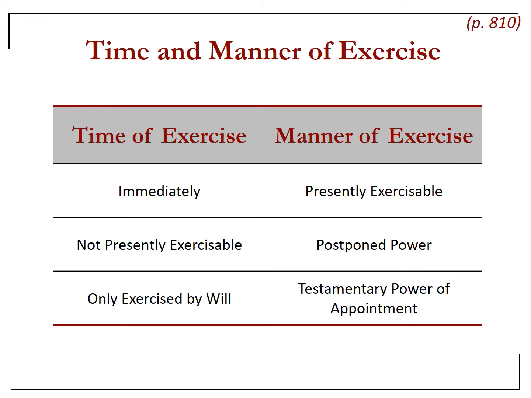Sometimes the donor of a power gives the donee the power to appoint the property immediately, and at other times the donor postpones the donee's exercise of power. When the donee has a power that they are free to exercise immediately, then the donee is said to have a presently exercisable power. When the donee's power is not presently exercisable, then the donee holds what's called a postponed power. If the postponed power can only be exercised by a will, then that is called a testamentary power of appointment.